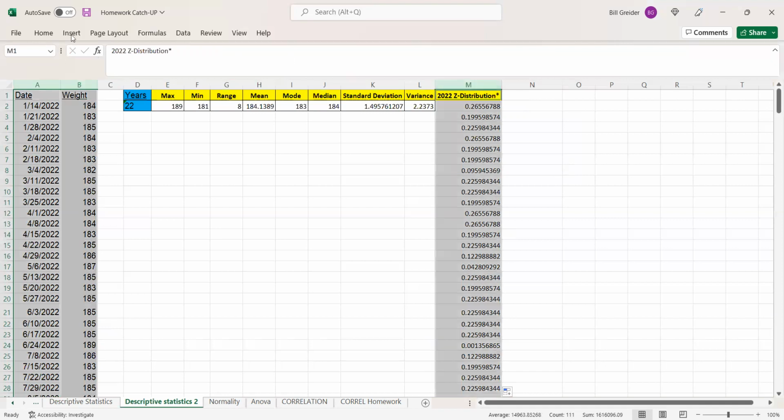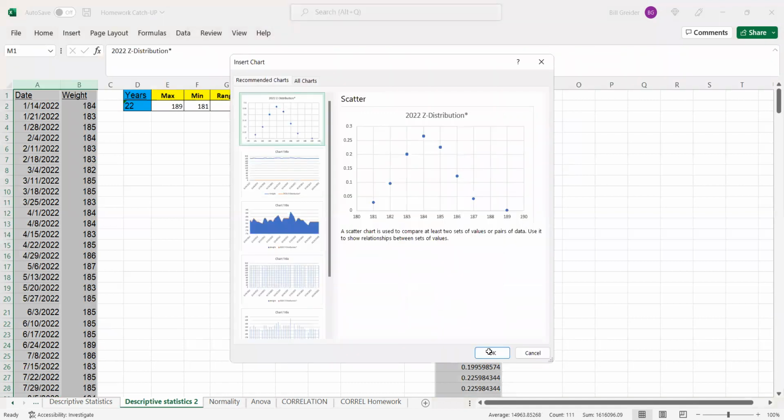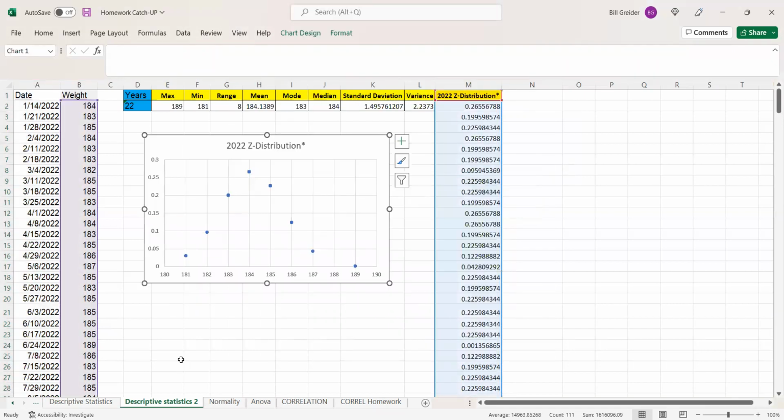recommended charts. And there it is. And you can see that it is not as beautiful as that one, but it's pretty close to a bell-shaped curve, with the mean at 184. That's the middle of the bell. And the mode is about 183 and the median is 184. So it's a pretty good close Z where all those three things are very similar, very close. So I don't have a lot of variation in my weight in 2022.